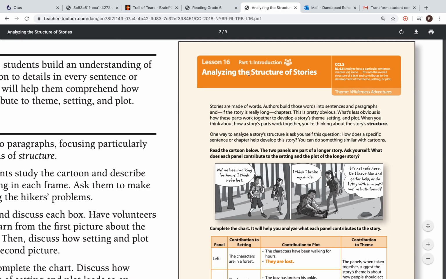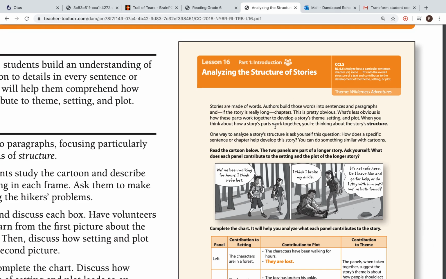So today's lesson is on analyzing the structure of stories. Stories are made of words. Authors build those words into sentences and paragraphs, and if the story is really long, chapters. This is pretty obvious. What's less obvious is how these parts work together to develop a story's theme, setting, and plot. When you think about how a story's parts work together, you're thinking about the story's structure. So that's what we mean by structure, right? How all the parts of a story work together, right?